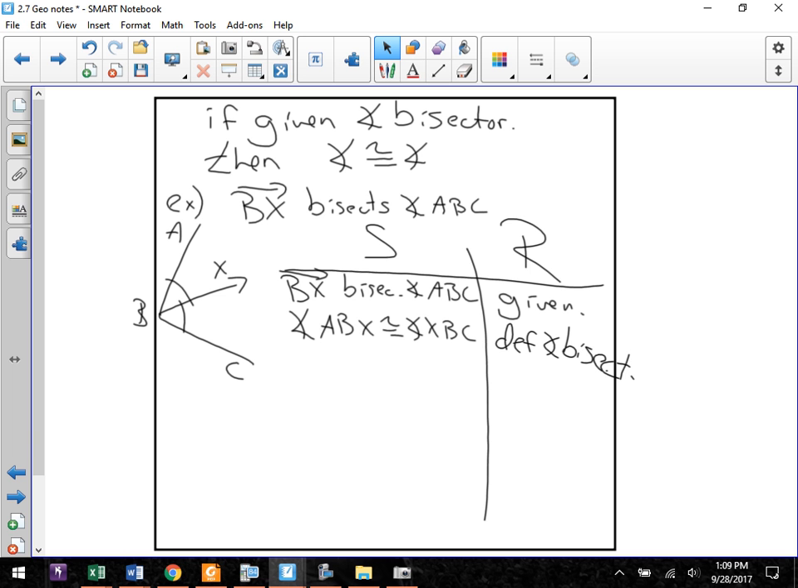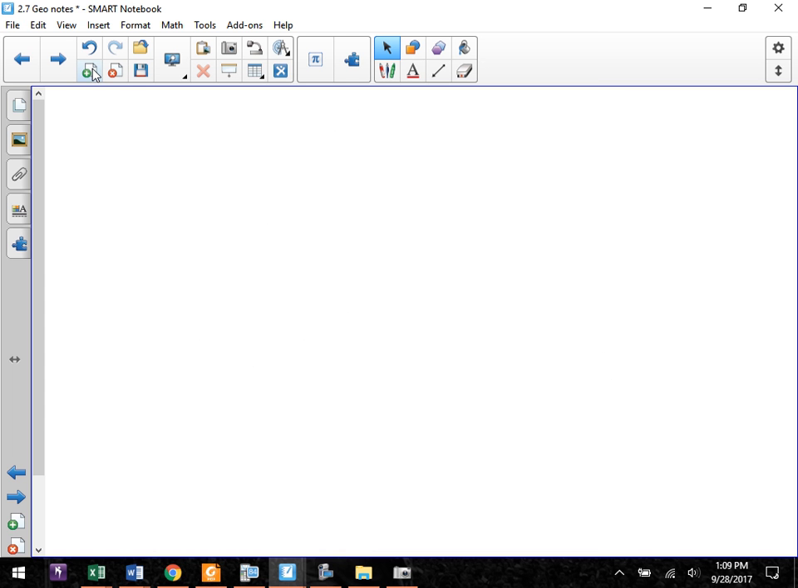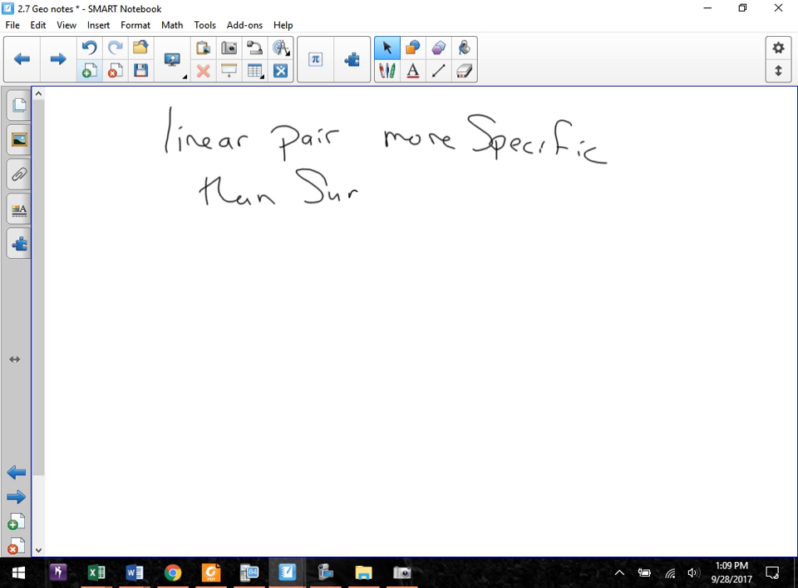But more of the other stuff that we're looking at today is just plain old boring review. For example, what makes a linear pair, more specifically, supplementary angles.